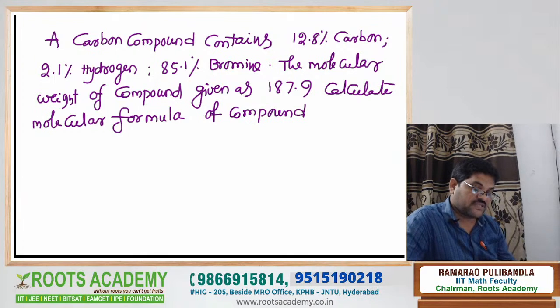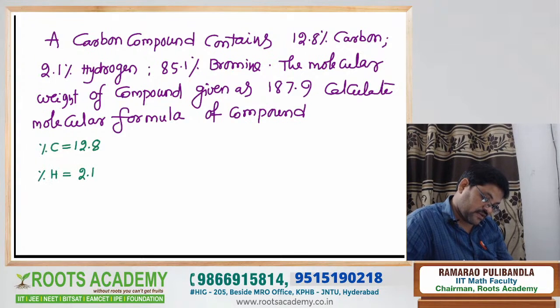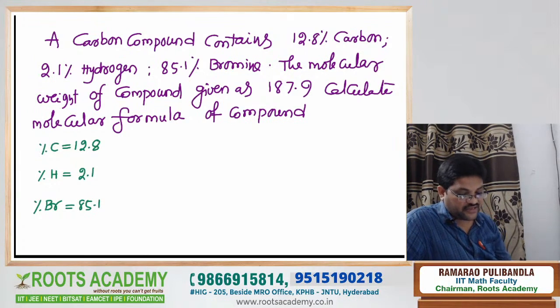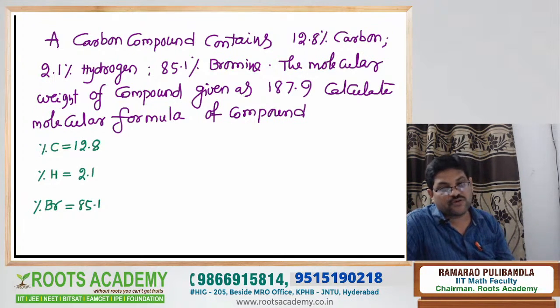First you write the percentages one by one. Percentage of carbon is equal to 12.8. Percentage of hydrogen is equal to 2.1. Percentage of bromine is equal to 85.1. So total percentage is 100. 85 plus 12, that is 97. 97 plus 2.1, total is 100.